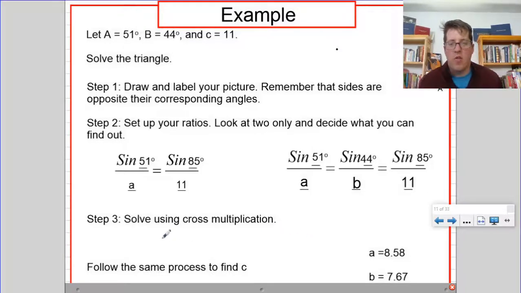Now in this particular one, we don't need to follow the same process to find C, because we already know what C is. Come on, Mr. Troy, don't copy and paste everything.